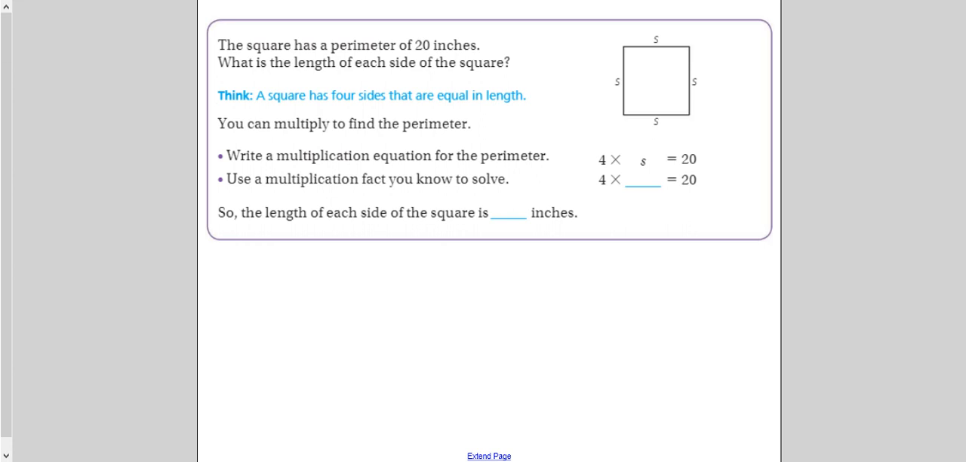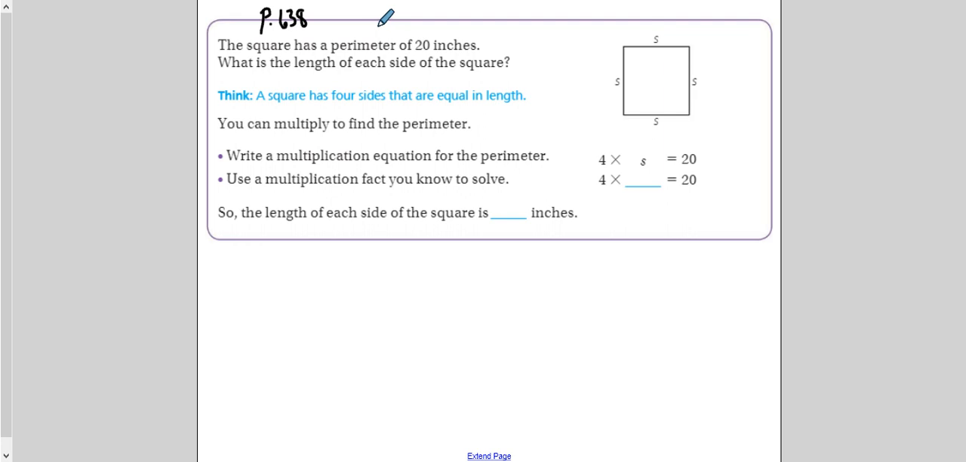Last example I want to go over with chapter 11, lesson 3 in your volume 2 Go Math books. This is on the bottom of page 638. And now instead of dealing with a rectangle, we're dealing with a square. This square has a perimeter of 20 inches. What is the length of each side of the square?